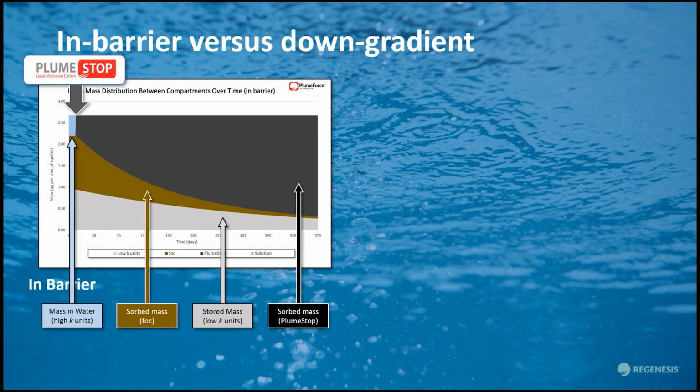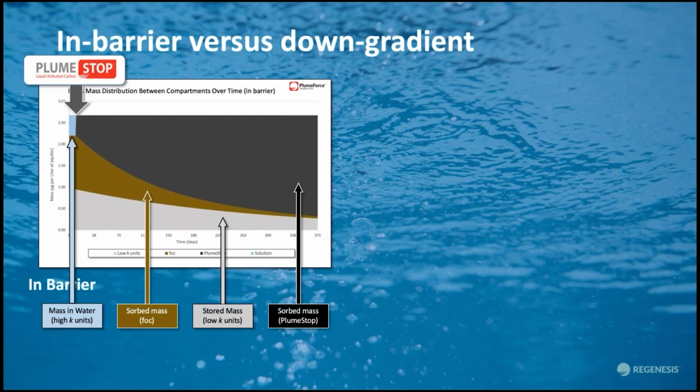But PlumeStop was applied here at the 10-day point. Immediately, the blue water phase mass disappears and black carbon phase mass appears. And this is because the dissolved mass has sorbed onto the carbon. Concentrations in the groundwater are now non-detect. The mass is still there, but it's switched compartments from the water to the PlumeStop.